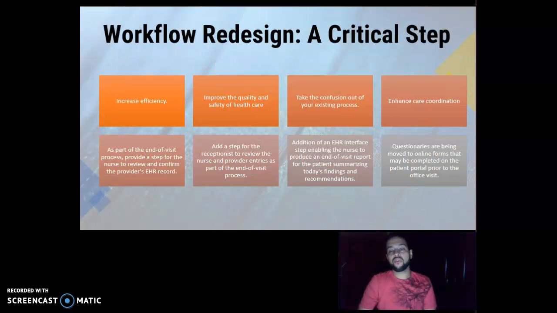Here we can see workflow redesign, a critical step. Workflow redesign is the process of mapping out current processes and examining and tallying how the company achieves its overall goal in the future. Planning for the future by determining how EHR will generate new workflow patterns to increase organizational efficiency and healthcare quality in the future.